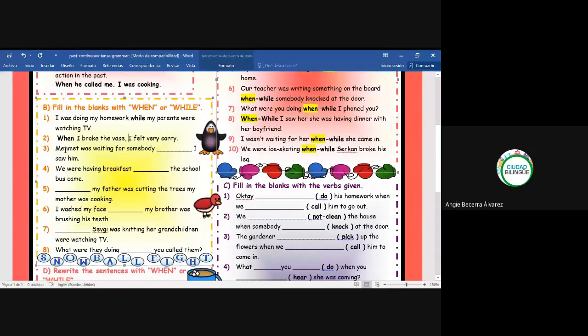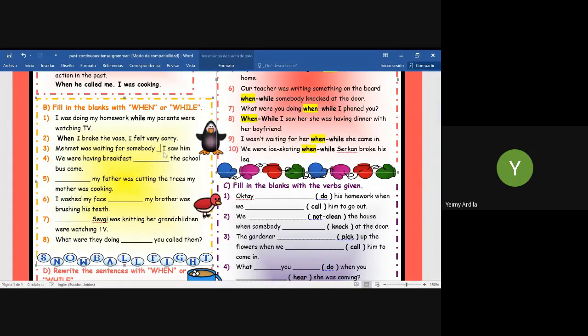Mehmet, this is the name, okay? Mehmet was waiting for somebody when or while I saw him. ¿Qué significa Mehmet? Ese es el nombre de la persona. Vamos a cambiarlo a Mario para que sea mejor. Mario. Listo. Sería when. Mario was waiting for somebody when I saw him. Perfect.